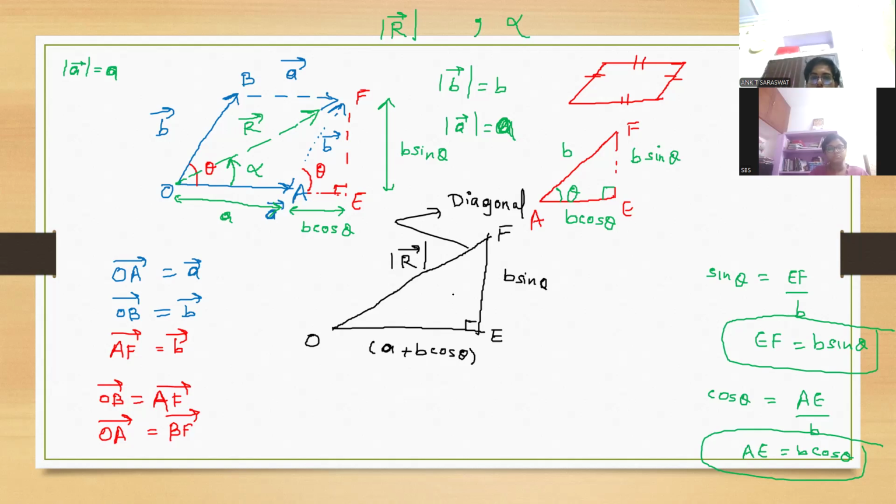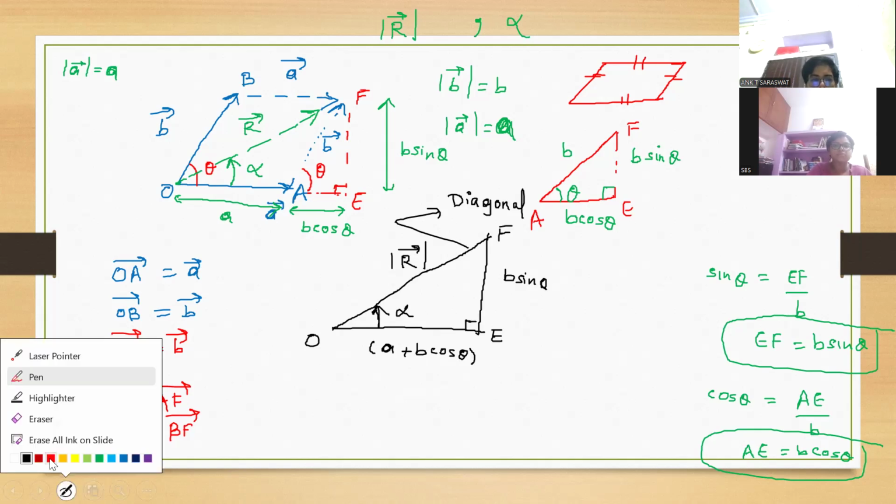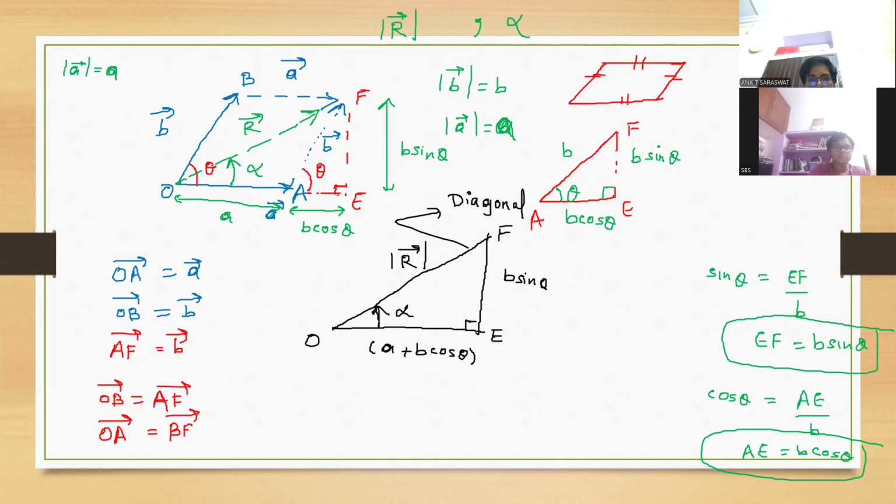Hypotenuse square is equal to perpendicular square plus base square. Then only we will get the mod R. Then alpha. How to find alpha? This is alpha, you can check from the diagram itself, OFE. So how to find tan alpha? If I find tan alpha, direction is very easy. Tan alpha will be B sin theta by A plus B cos theta.